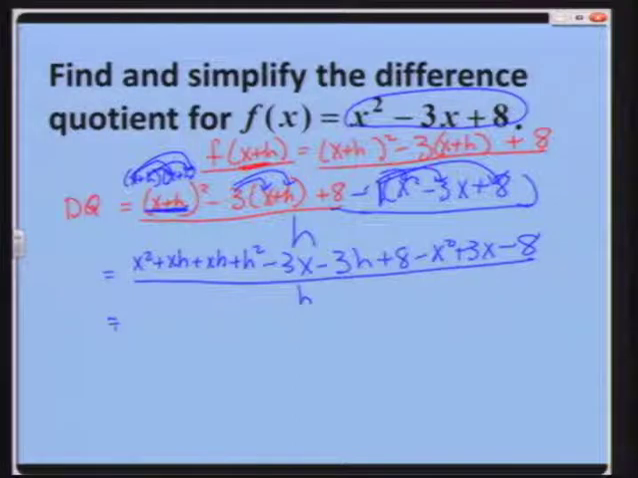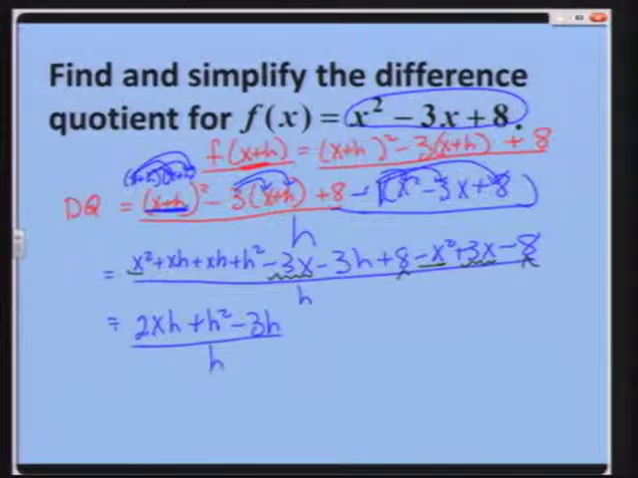Let's see, last time a lot of stuff added out. Let's see if that'll happen again. Well, I see an x squared and a minus x squared, so that's gone. I see a minus 3x and a positive 3x, so that's gone. I see an 8 and a minus 8, so that's gone. Let's see what's left. We have an xh plus xh. Why don't we just stop and add that up? That's going to give us 2 of them. And then we have an h squared and a minus 3h, all divided by h.